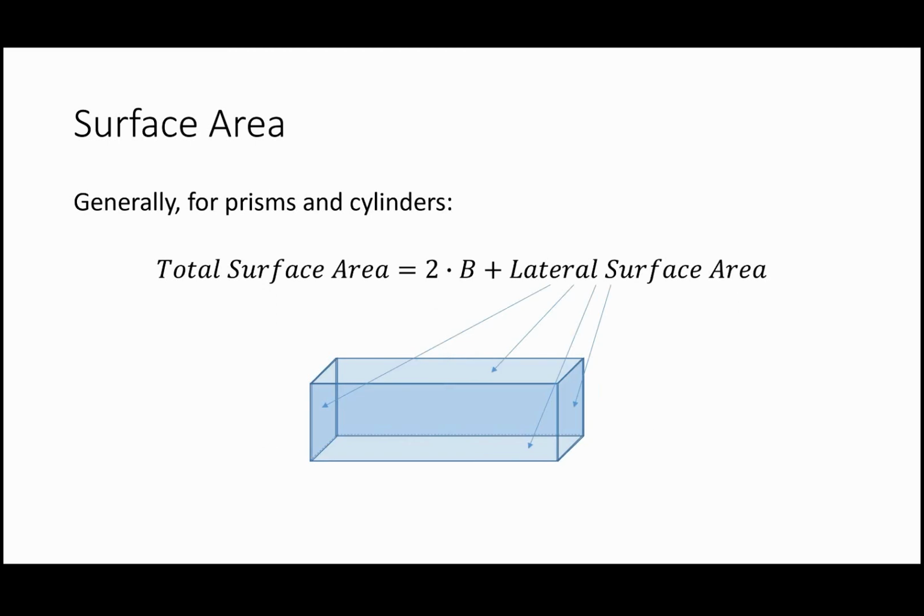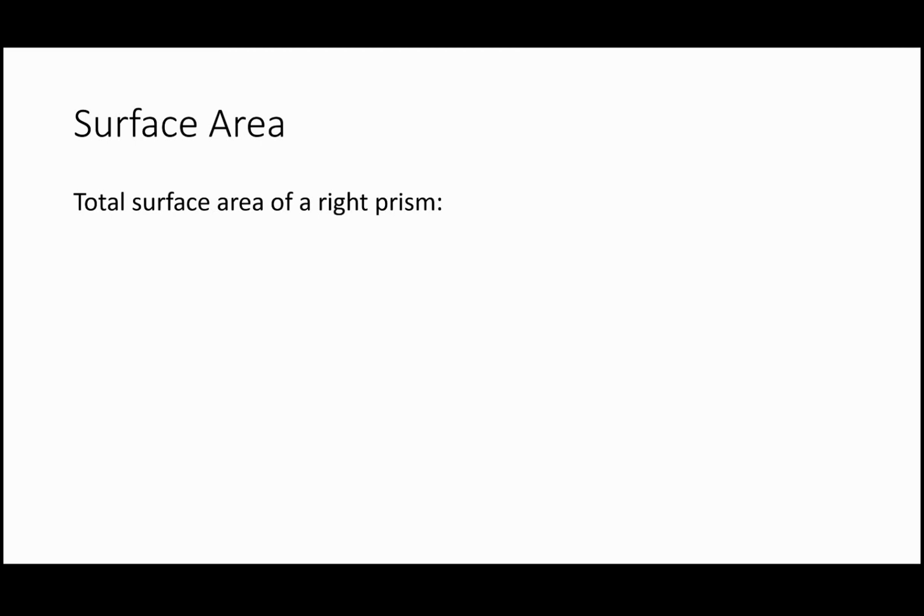It's going to be four rectangles there, but the two top and bottom, the two areas of the bases, are going to be associated with that first term's calculation. Okay, so let's get a little bit more specific for a right prism. The total surface area, TSA, is 2 times the area of the bases plus the lateral surface area. We can shortcut it to the height times the perimeter of the base.